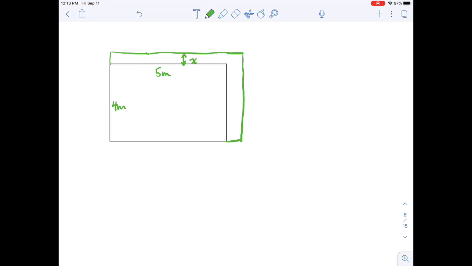And that width is what I'm going to define off to the side. I'm going to call that my variable. That's going to be our x. And that word uniform, when we say it's a strip of uniform width, it means the same width that it has on top is going to be the width that it has on the side. So that's going to be x units as well.